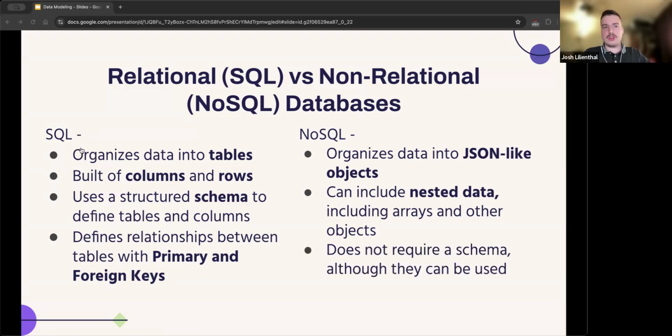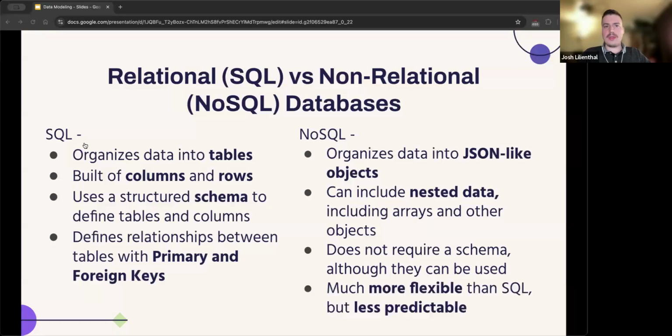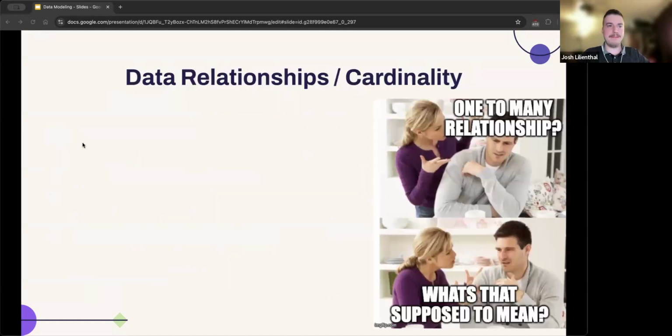NoSQL is much less structured and doesn't require a schema, although you can use one if you desire. Overall, these databases are much more flexible than SQL, but also a lot less predictable. You may opt for a non-relational database if you anticipate frequent and less predictable changes in your data structure, but because of that unpredictability, this presentation is going to largely focus on SQL databases as they can be more semantically modeled. When crafted thoughtfully, a relational data model can serve an organization in perpetuity and scale up with very little friction. It just requires some careful planning, which brings me to my next topic.